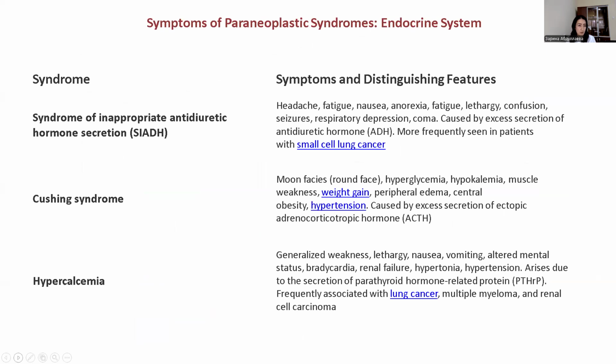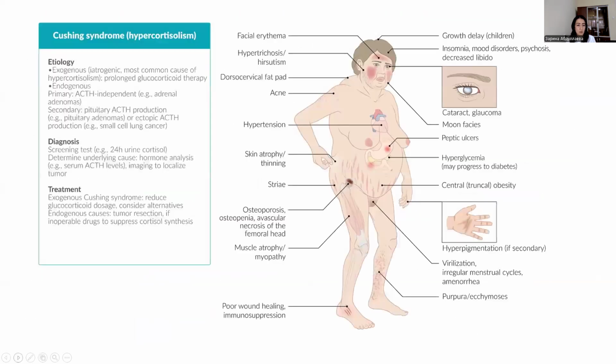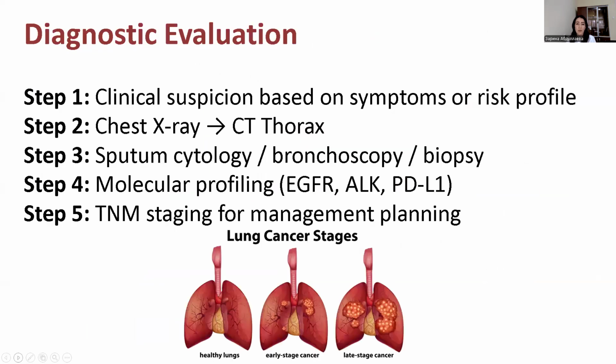So, here we can see a picture of the patient with Cushing syndrome, and the diagnostic approach to patients with lung cancer, step by step. It will be maybe 5 steps.